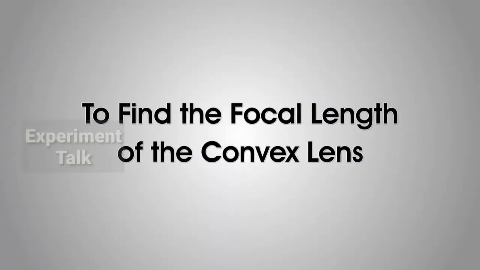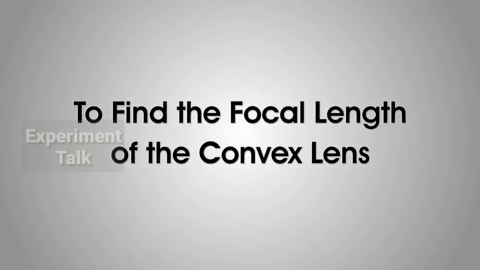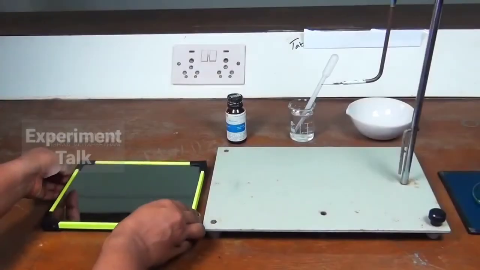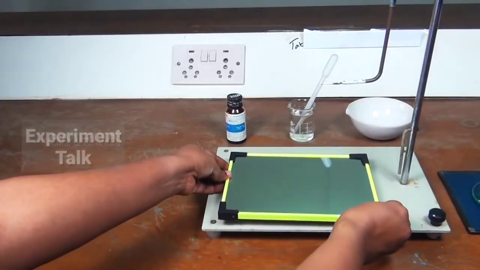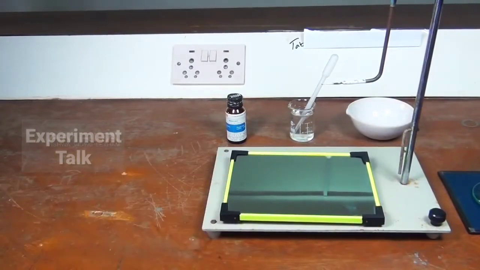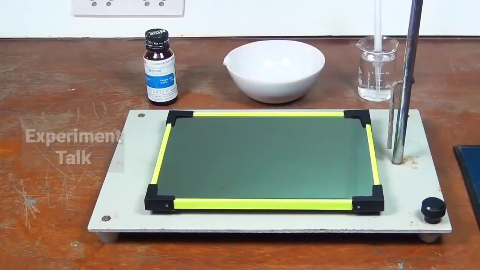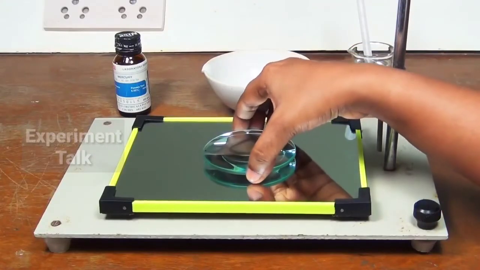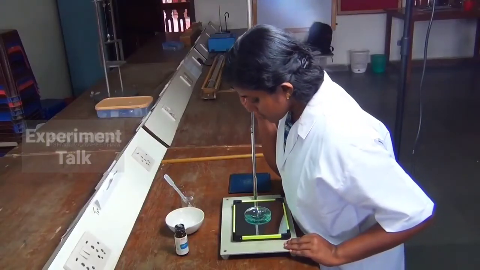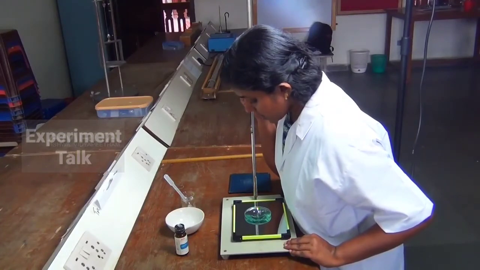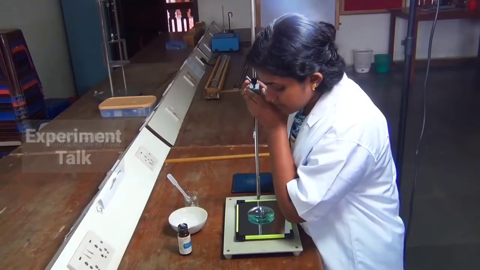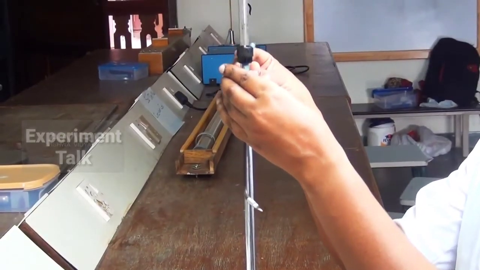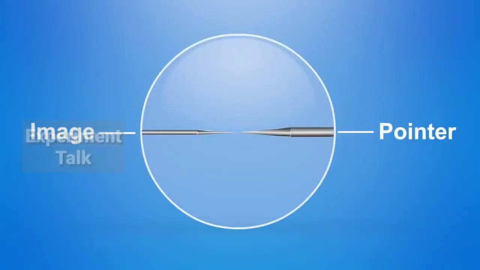Procedure: to find the focal length of the convex lens, the plane mirror is placed horizontally on the base of the retort stand with its reflecting surface upwards. The given convex lens is placed over the plane mirror. The pointer is arranged horizontally on the clamp of the retort stand, vertically above the lens. Looking from above, the height of the pointer is adjusted such that the inverted image of the pointer is obtained.